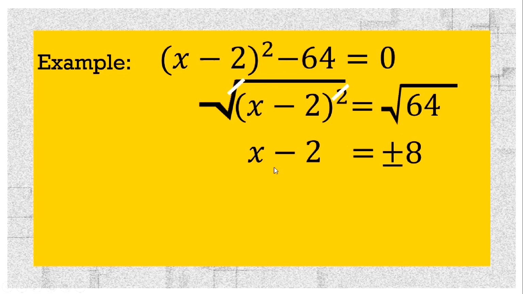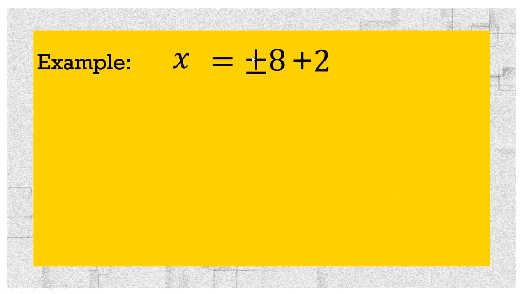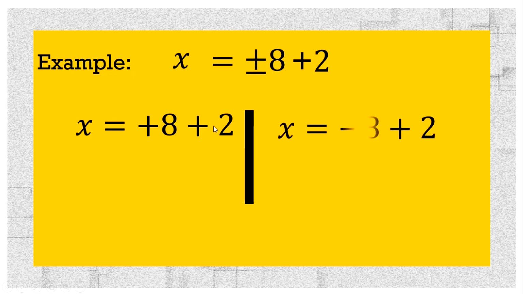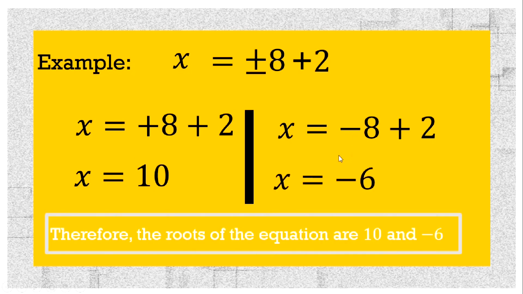Then to find the values of x, transpose negative 2 to the right side. We will be having x is equal to positive and negative 8 plus 2. Okay, to find x, first one, if 8 is positive, we have x is equal to positive 8 plus 2. And the second one, if 8 is negative, we have x is equal to negative 8 plus 2. Then simplify. 8 plus 2 is simply 10, and negative 8 plus 2 is negative 6. Therefore, the roots of the equation are 10 and negative 6.